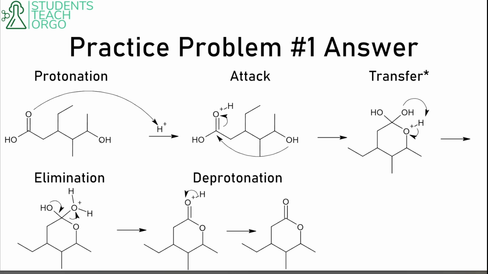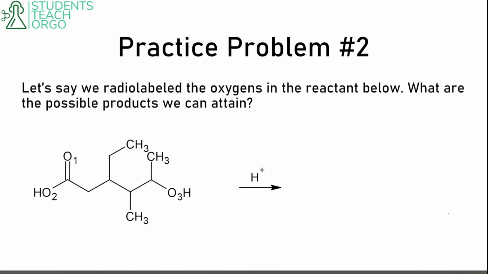So what do we do? Protonate, then attack. So this is, at this point, where we create the 6-membered ring. And then you have your transfer, because you have this diol, and you got to kick out one of those alcohols. And then you eliminate the water, as always. Deprotonate, and you create your lactone. All right, hopefully that makes sense. Let's continue to practice problem number 2.